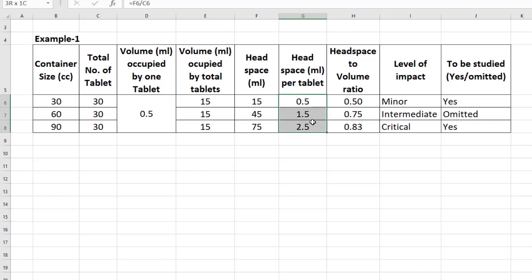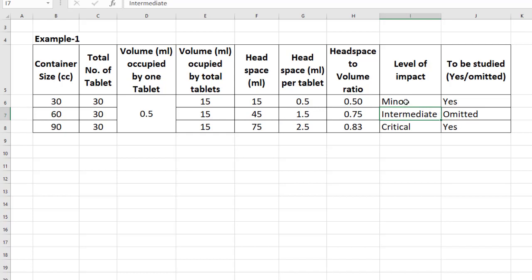Now tell me, according to your understanding and logic, which container can have the greater exposure? It will be exactly the 90 cc container, because there is 2.5 ml of volume available, and then comes the 60, and then comes the least one, that is 30 cc. Now if I have to calculate which one is the extreme, will you be able to identify the extremes now? Extreme means what? The design which will have the minor impact, and the design which will have the critical impact, and sure, the middle one is the intermediate level.